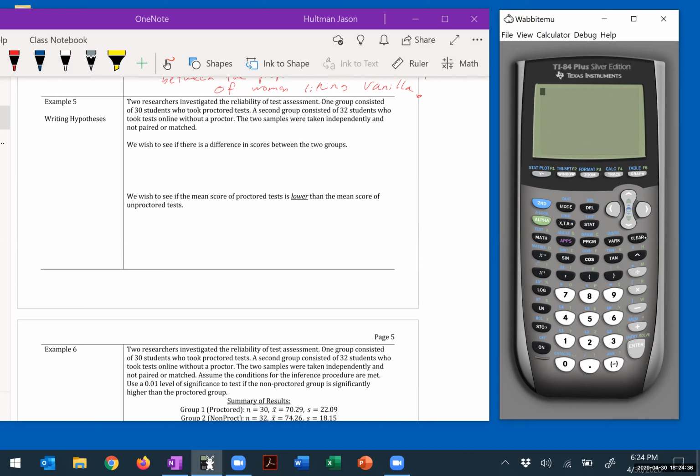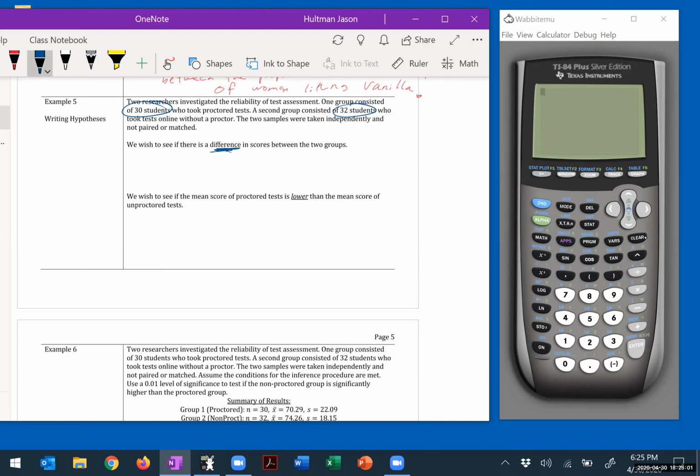Two researchers investigated the reliability of test assessment. One group consisted of 30 students and the other 32 students. Two samples were taken independently and not paired. We wish to see if there is a difference in the scores between the two groups.